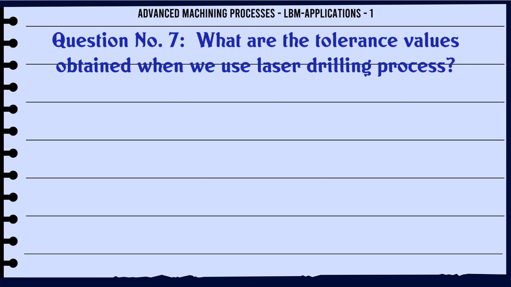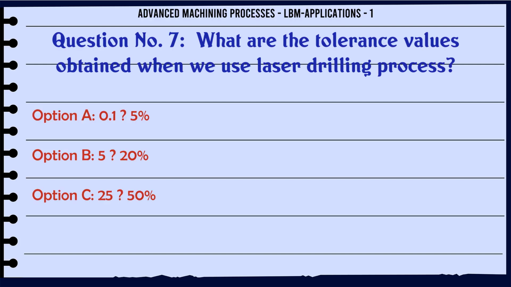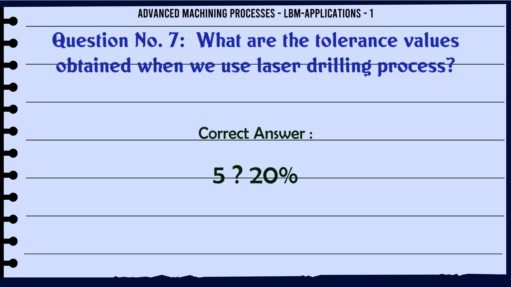What are the tolerance values obtained when we use laser drilling process? A. 0.1 to 5, B. 5 to 20, C. 25 to 50, D. 50 to 80. The correct answer is 5 to 20.